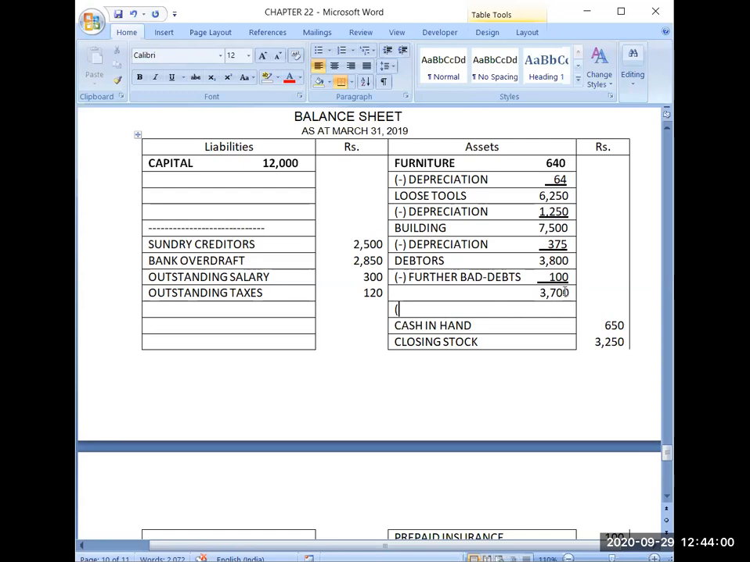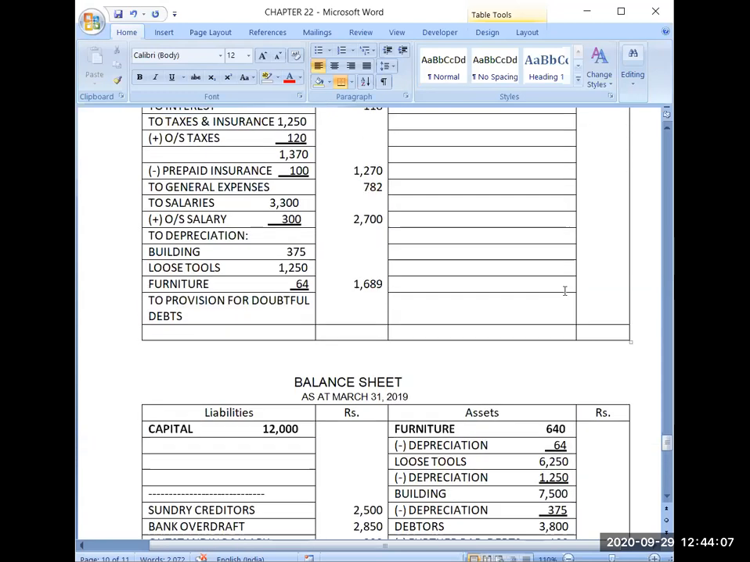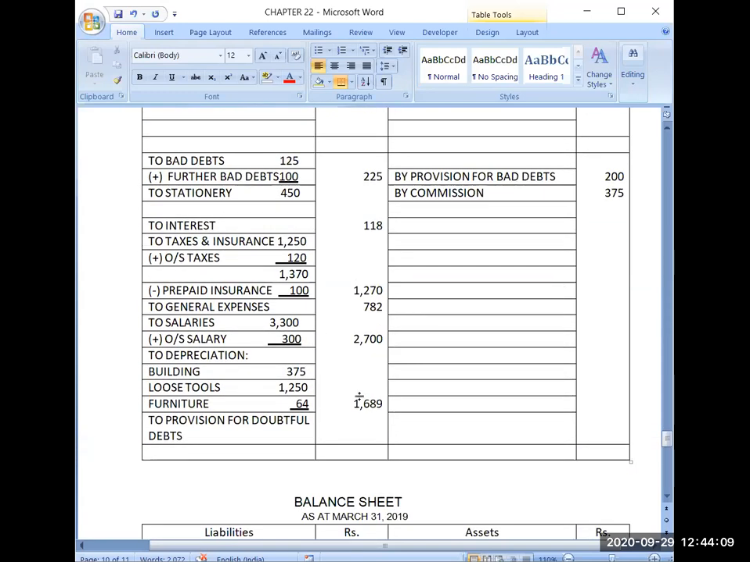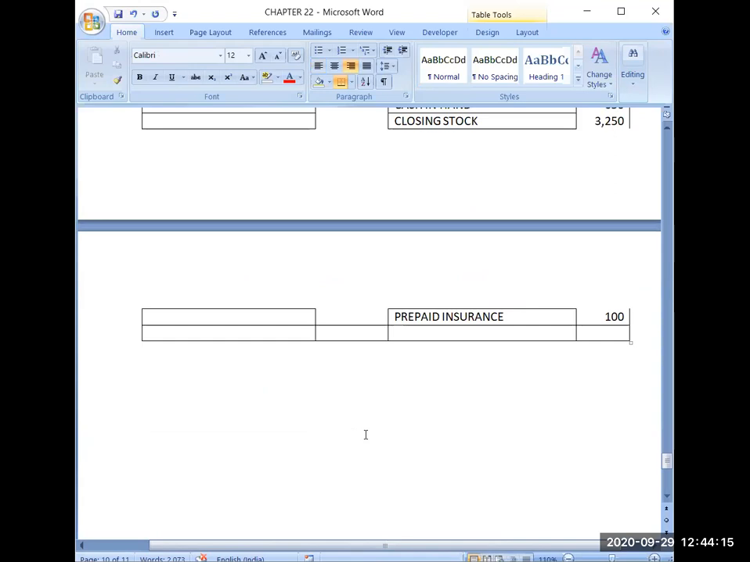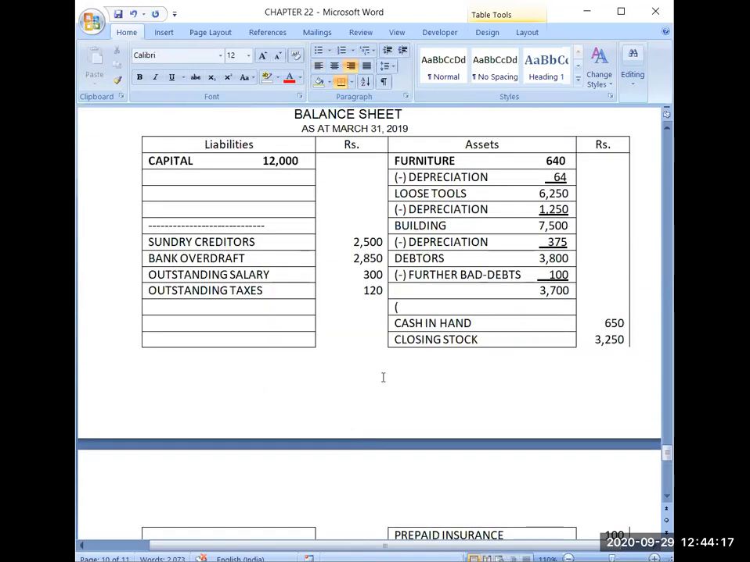So now 10% will be 370 and 5% will be 185. So I will create a provision of 185 rupees here, and I will subtract the same amount from the debtors again to show the reader of the balance sheet that this amount can also become bad debts in future.